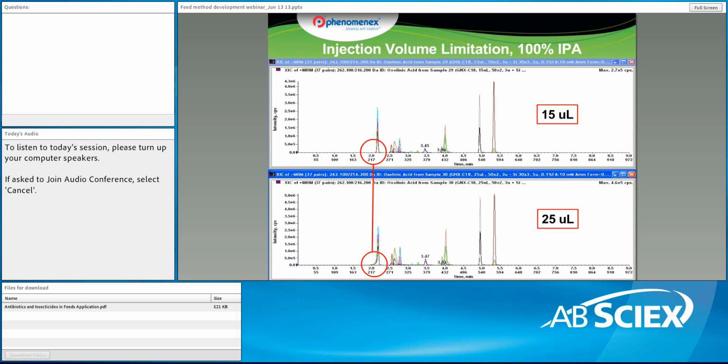The limitation in the injection volume is generally seen by the first eluting peaks, because they are not retained very well. So as you can see from the top trace, 15 microliter, the peak looks really nice. And the bottom trace, 25 microliter, you're starting to see some form of peak fronting. So at this point, our conclusion was probably 25 microliter would be the maximum we can inject on a fairly viscous solvent.